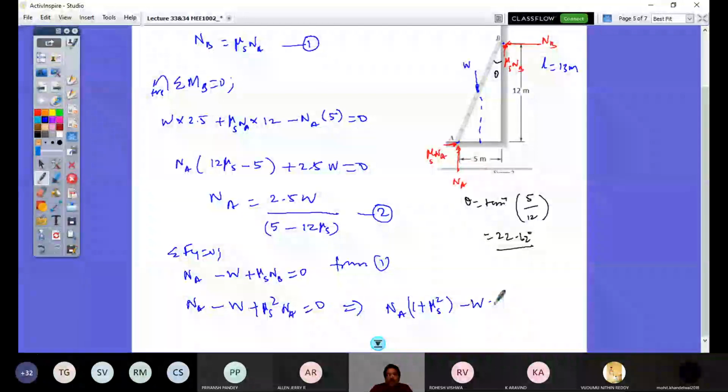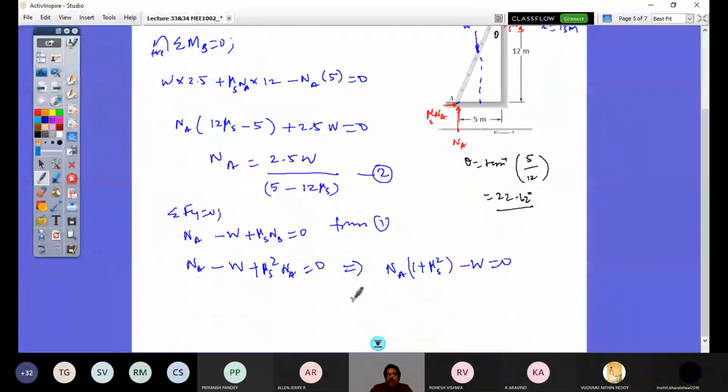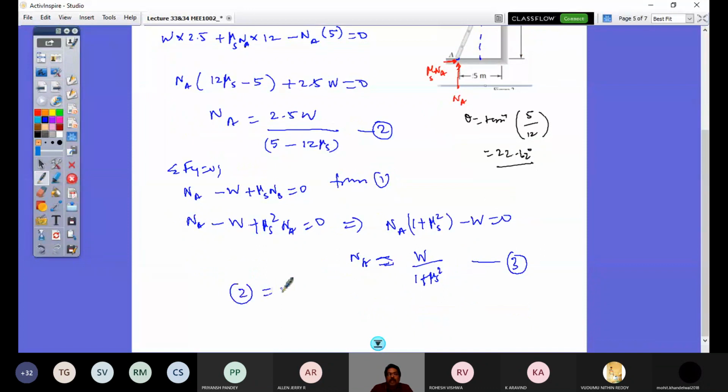So NA equals W by 1 plus mu s square, right? So this is equation 3. So now equation 2 and equation 3, you look at, they are equal. So equation 2 equals equation 3.